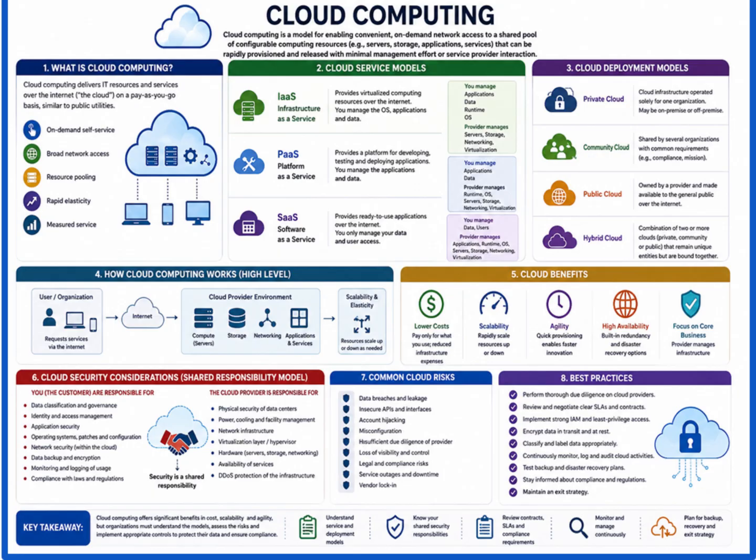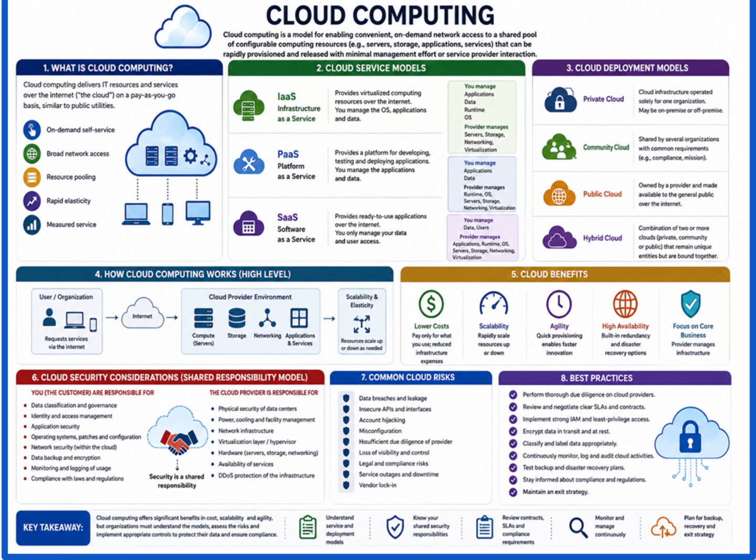Platform as a service, or PaaS, provides a development and deployment platform where the provider manages most of the infrastructure and runtime environment, while the customer focuses mainly on applications and data. Software as a service, or SaaS, provides complete applications over the internet, where the provider manages almost everything and the customer primarily manages users and data access.